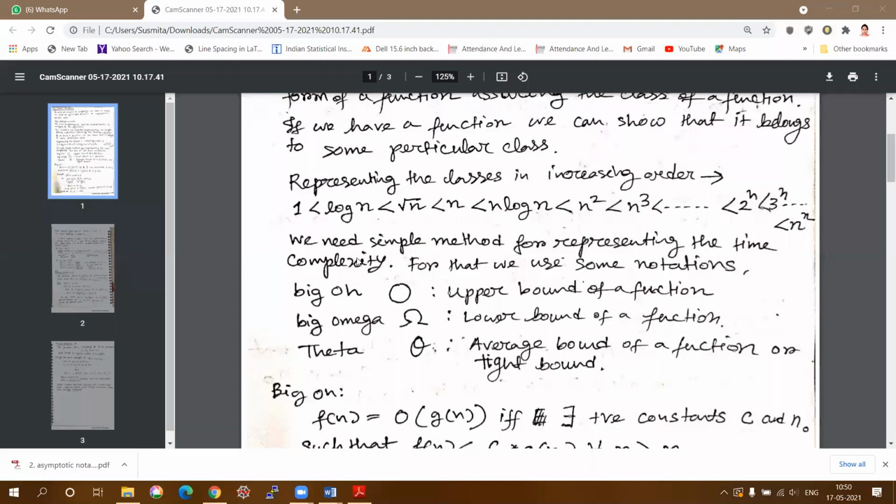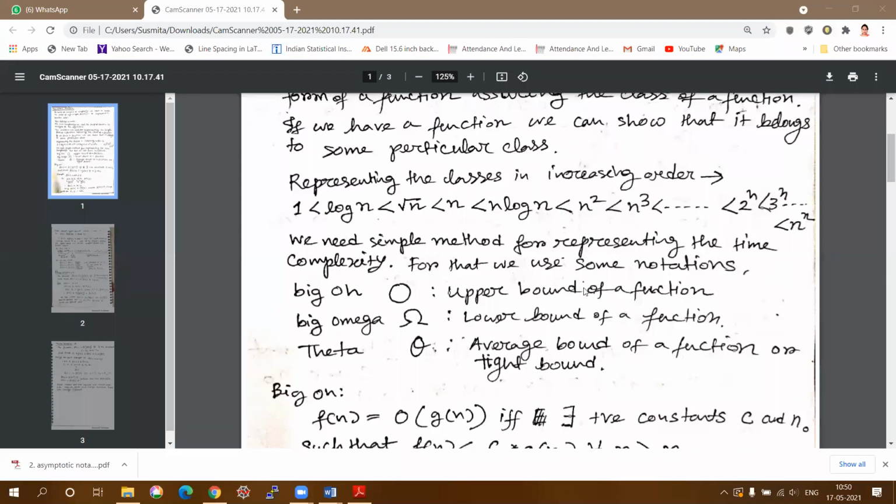Now, these classes or functions are, as you can see, represented in increasing order. 1 is less than log of n, less than root of n, less than n, less than n log n, less than n square, less than n cube, and so on. So these are represented in increasing order. This many variations may occur to represent the complexity.